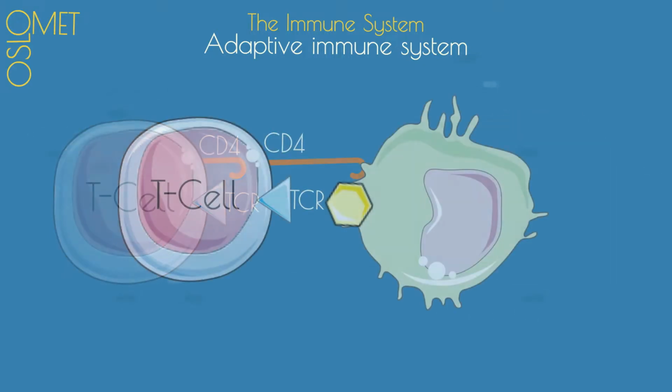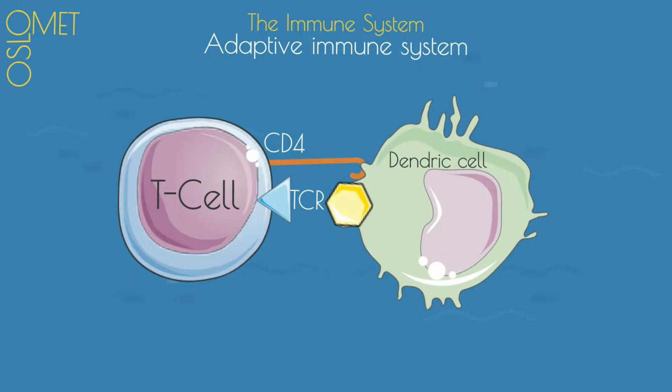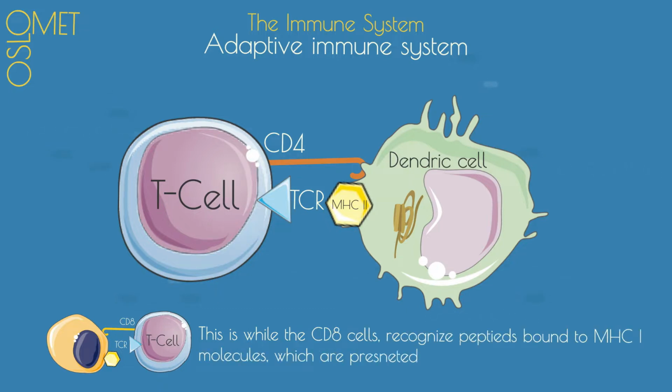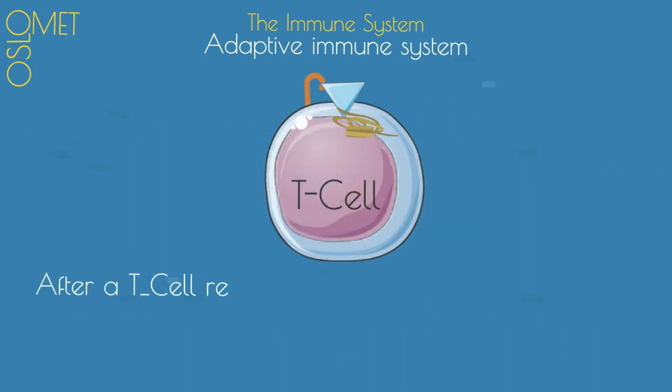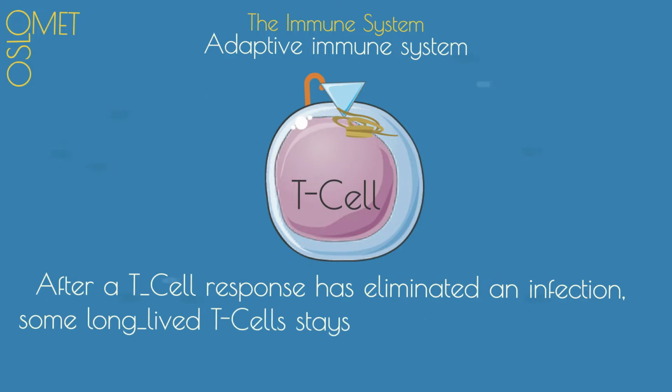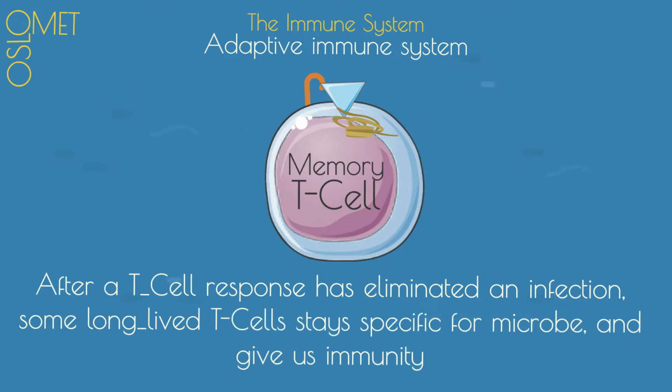CD4 T cells will meet antigen-presenting cells, such as dendritic cells, that already phagocytosed a pathogen and have some peptides of this pathogen on their MHC2 surface proteins. This is while the CD8 cells recognize peptides bound to MHC1 molecules, which are presented on most nucleated cells. After a T cell response has eliminated an infection, some long-lived T cells stay specific for the microbe and give us immunity. We call them memory T cells.